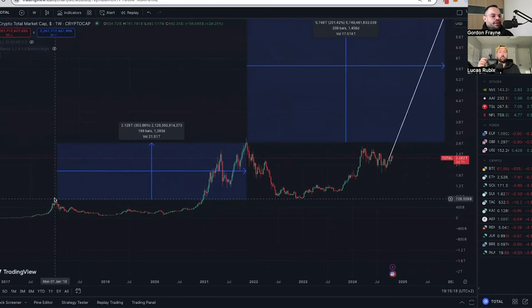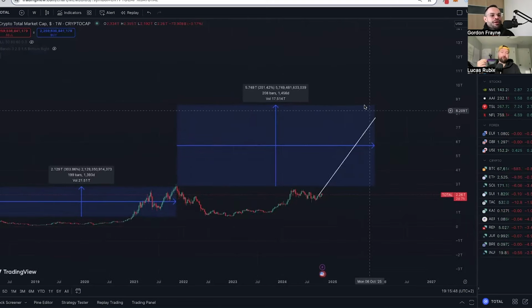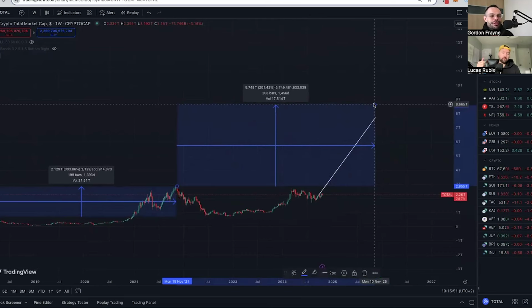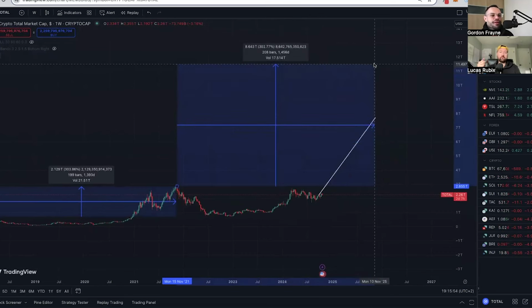Now, from the 2017 cycle peak in Q4 of 2017 to the cycle peak in 2021, we saw about a 300% increase in overall crypto market cap. So we went from around 750 billion at the peak in 2017 to about 2.9 trillion at the peak at the end of 2021. Cycle peak to cycle peak, a 300% increase. Are we going to get a 300% increase this time? I'm not sure. I think that would be very bullish, because a 300% increase this time would put us over 11 trillion. That would bring us all the way to 11.5 trillion in total crypto market cap.